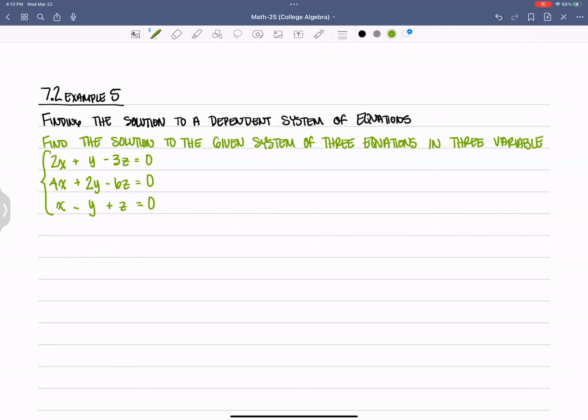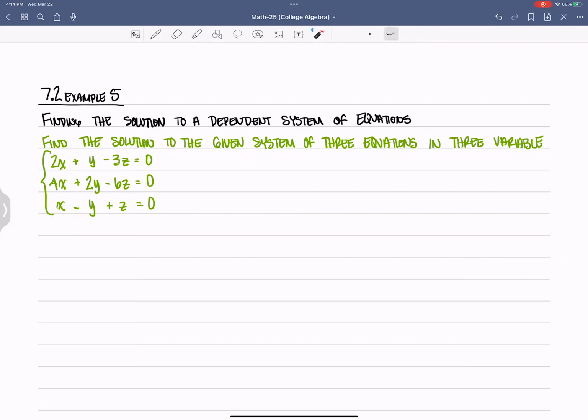Section 7.2, example 5, finding the solution to a dependent system of equations. So find the solution to the given system of equations in 3 variables. So let's see.